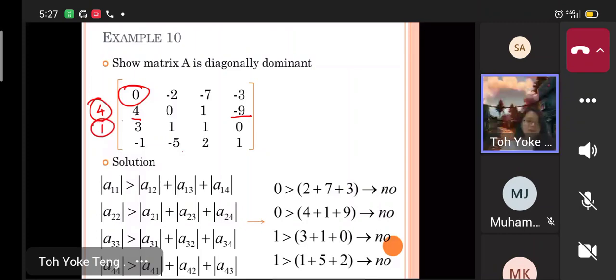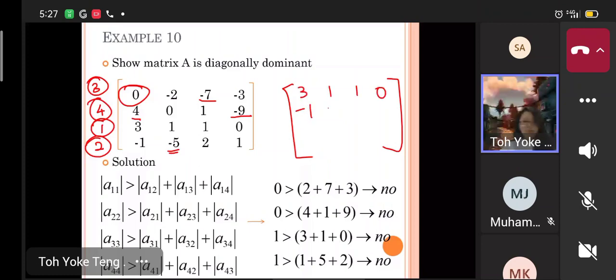5 that is greater than 4. This one can be the second one. And then this one, 7 that is greater than 5. So this one is the third one. So as refers to here, you may just rewrite it as the first one 3 1 1 0, second one negative 1 negative 5 2 1, the third one 0 negative 2 negative 7 negative 3, the fourth one here 4 0 1 negative 9.